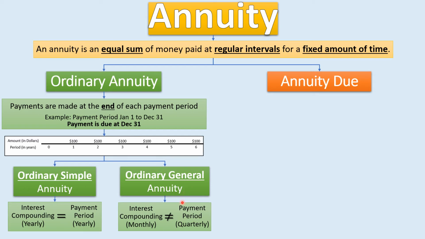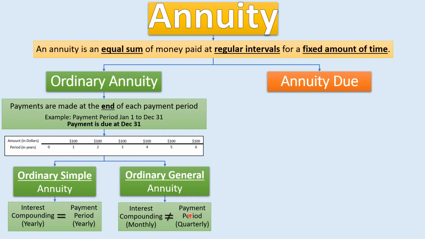It's 2% annually, $100 invested annually. On the other hand, in an ordinary general annuity, the difference is that the interest compounding and the payment period are not the same. Let's say again the 2%, but this time it's being compounded monthly, and you make the $100 deposit quarterly. The reason this matters is that the total value of your investment in both cases would be different because the money is being compounded at different times.